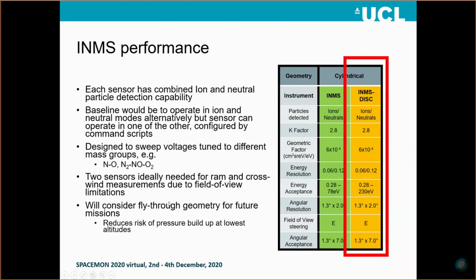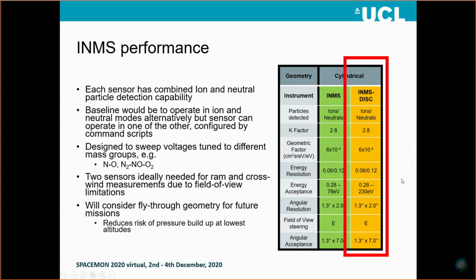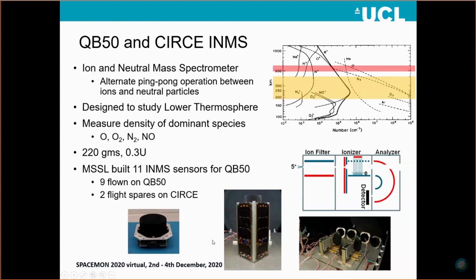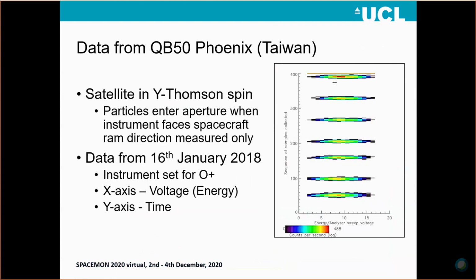Currently, the instrument actually does not have a fly-through geometry. There's electronics sitting at the back here. But for future missions, we are looking to relocate the electronics so that it behaves more as a fly-through. And that should help, in fact, in terms of all the erosion elements that Sophie talked about here.